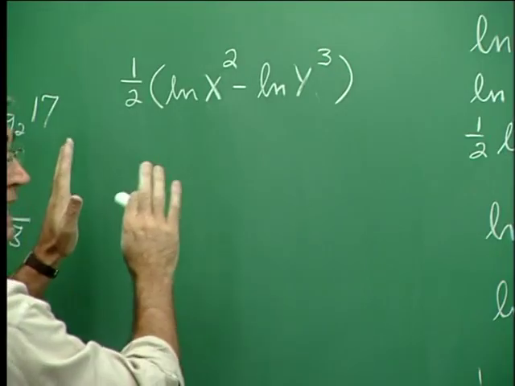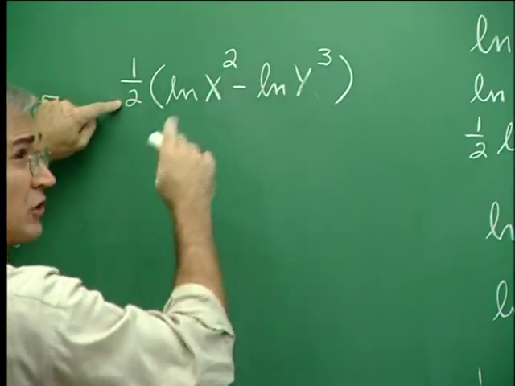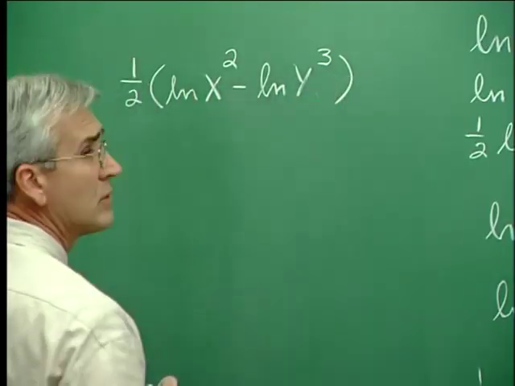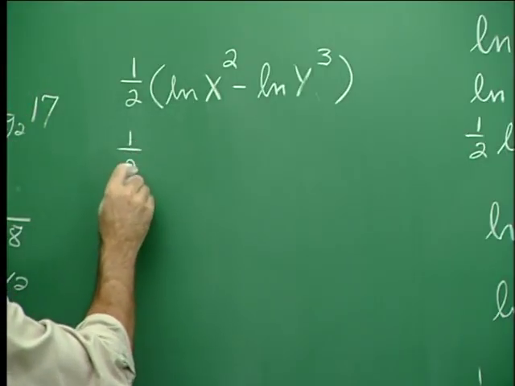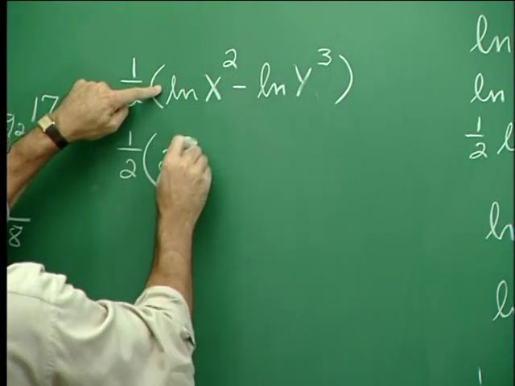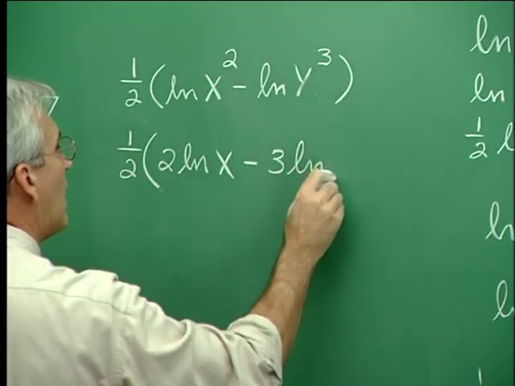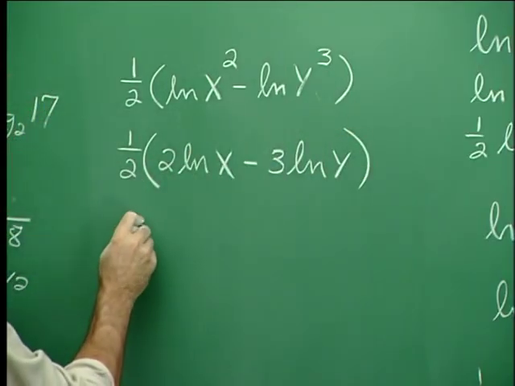And we can go ahead and multiply that 1/2 times each of these terms. See, the distributive property works here. This is just a real number times two items. So we can do that, or we can do this. We can say this is 1/2 times, now using the power property here, 2 ln x minus 3 ln y. And now we can distribute if we'd like at this point.